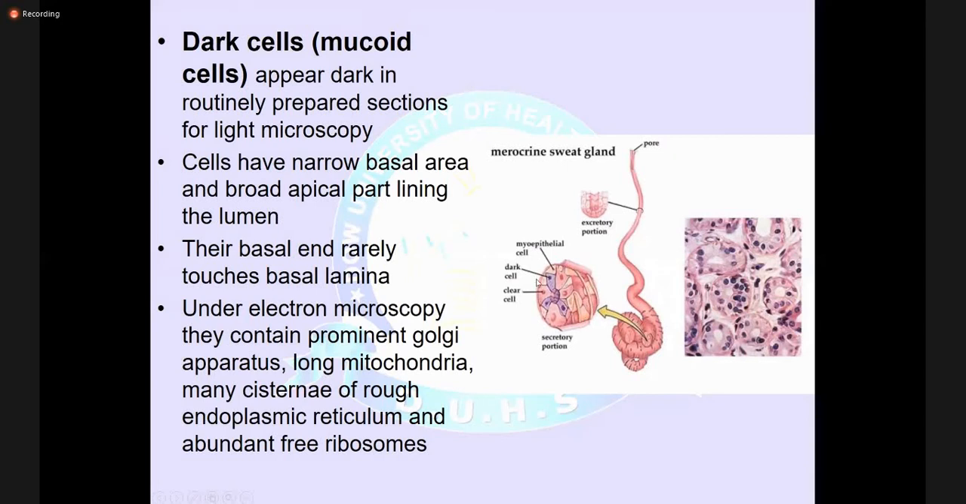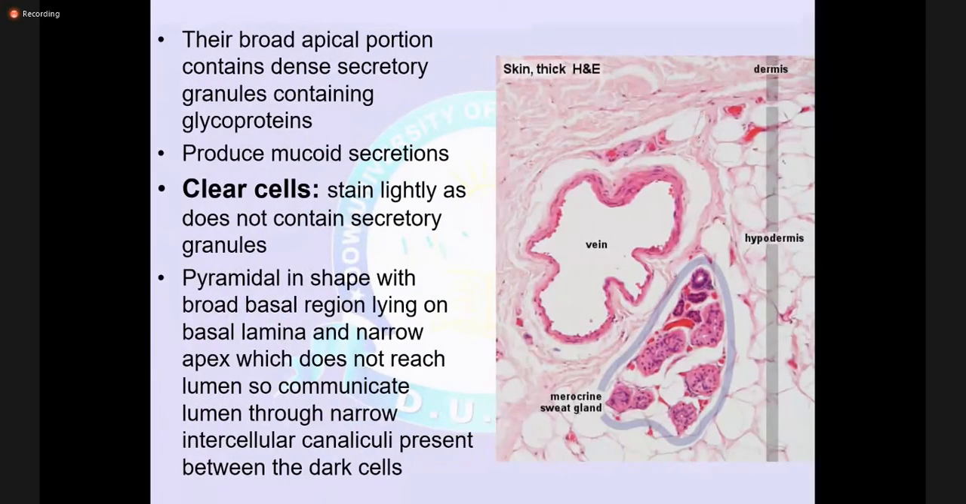The remaining cells which are found interposed between are the myoepithelial cells, which are for the contraction and release of the secretion. They appear dark in routinely prepared sections. The cells have a narrow basal area and a broad apical part. Their basal end barely touches the basal lamina, and under electron microscope they show a prominent Golgi apparatus, mitochondria, many cisternae of endoplasmic reticulum, and abundant free ribosomes. Their broad apical portion contains secretory granules, glycoprotein, and produces mucoid secretion.